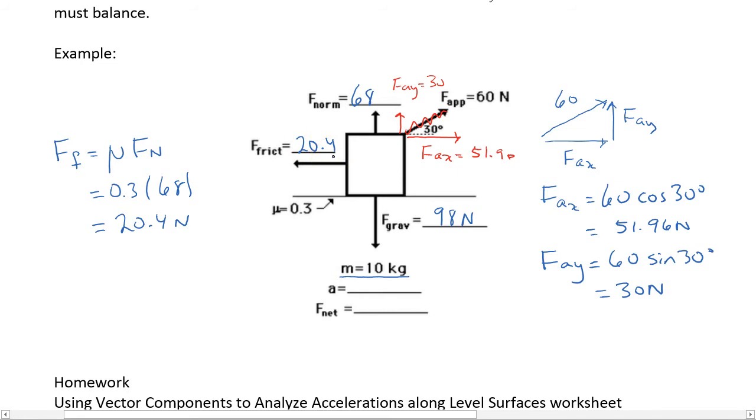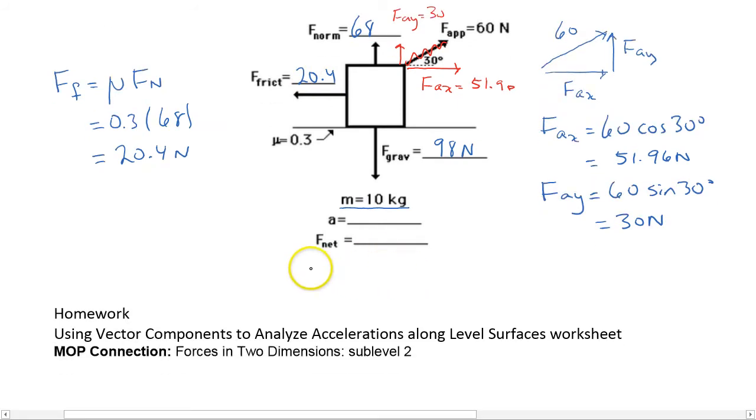And what do I have left? Well, I can figure out what my Fnet is. My vertical forces add up to 0. In fact, I made sure that was the case. I calculated the normal force so that everything would add up to 0. And I've got a rightward force of 51.96 and a leftward force of 20.4. So the Fnet will be 51.96 minus 20.4, which is equal to 31.56. I'll keep a whole bunch of digits until I'm at the very end.